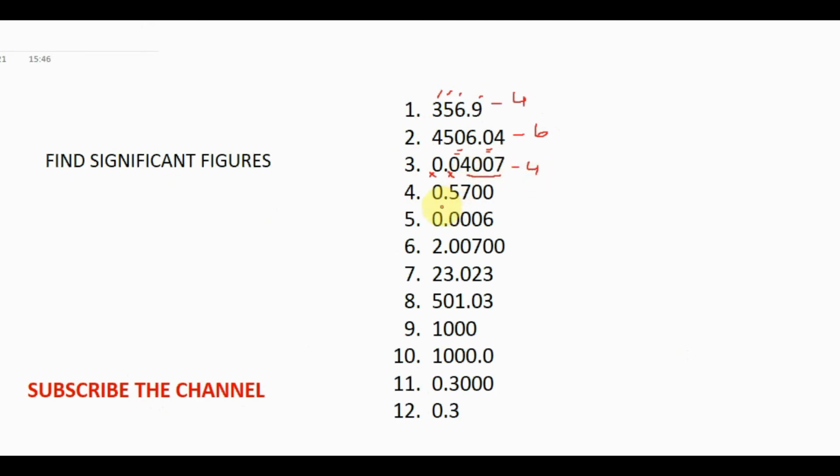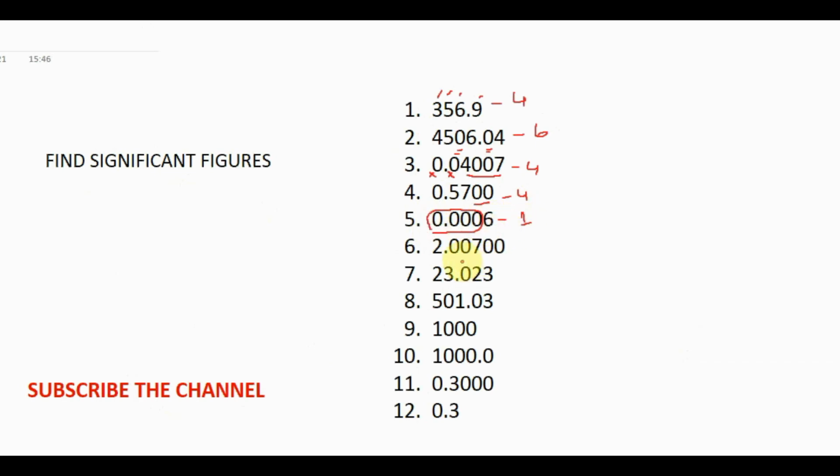Then next, 0.505700. The zero is coming as a trailer. Then after the decimal, the number is a significant figure, so it is 4. Next, here what is this? This is the leading zeros. This is the leading zeros. So the significant figure becomes 1.